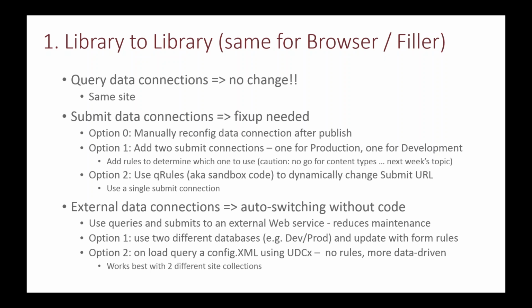You could try to automate it by having two submit connections, one for production, one for development, and then you can have a rule in your form which basically changes between them. We'll talk a little bit about content types next week. In addition, if you want to go completely dynamic, QRules, which still works in 365, the sandbox code plugin that we have, allows you to change your URL. So you could have a single submit connection, and then QRules on load could change the URL. We've talked about this in previous webinars. In fact, many years ago, 2 years ago, I think in July of 2014.